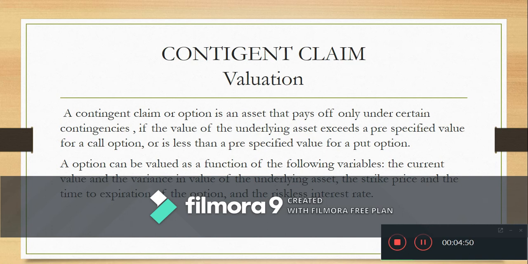Contingent claim valuation. A contingent claim or option is an asset that pays off only under certain contingencies, if the value of the underlying asset exceeds a pre-specified value for a call option or is less than a pre-specified value for a put option.